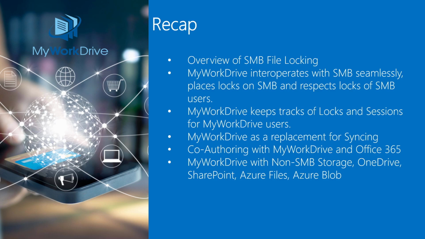So if I may, I'd like to take just a moment and step through a quick recap of what we talked about on this video. We started off with an overview of SMB file locking, how file locking works in Windows, which is the foundation for how MyWorkDrive interoperates with SMB seamlessly, placing locks on SMB and respecting the locks of SMB users. You saw where I attempted to open a file that the Samantha user in MyWorkDrive had open in Office 365, with a desktop user in on-prem desktop Office, and how that warned us in the traditional Windows sense that the file was currently in use.